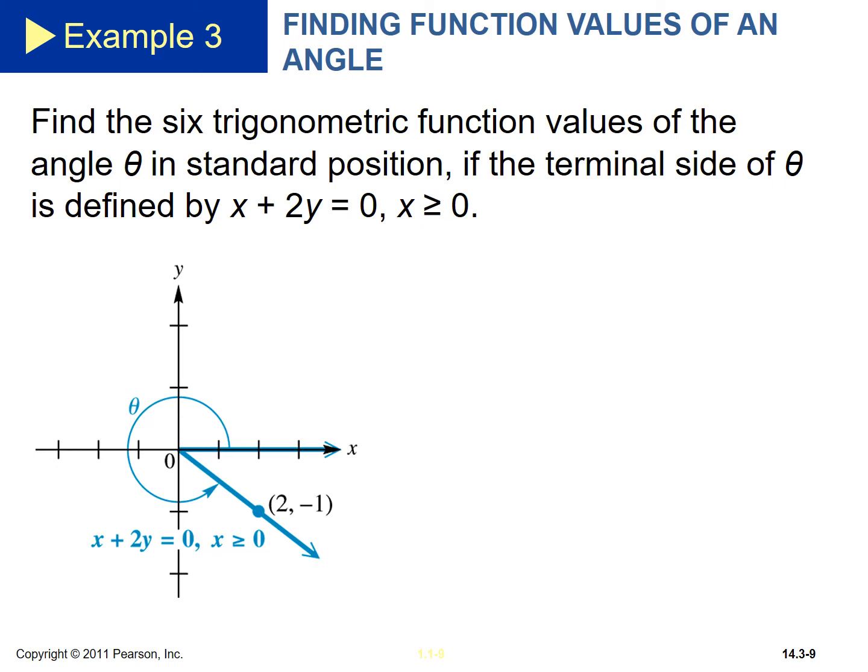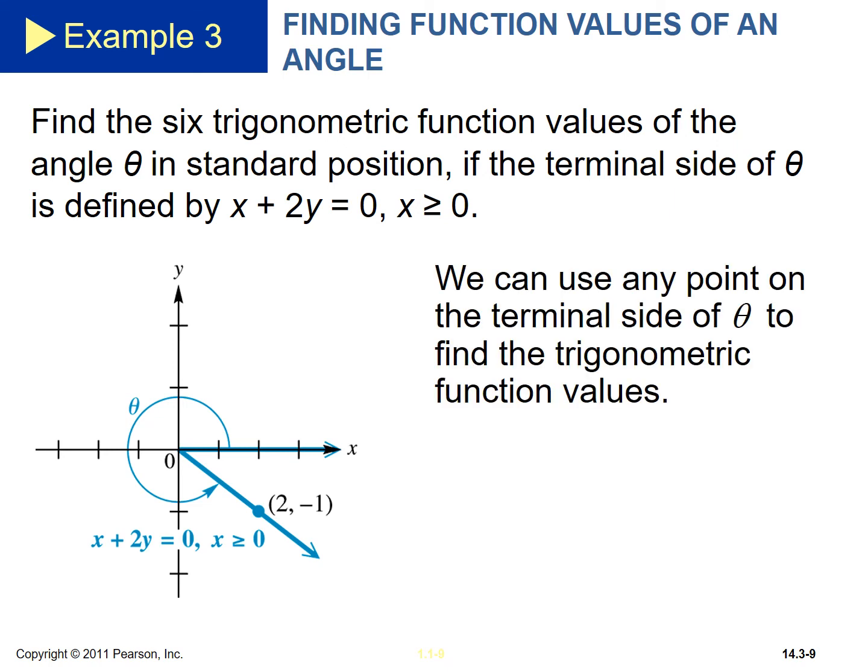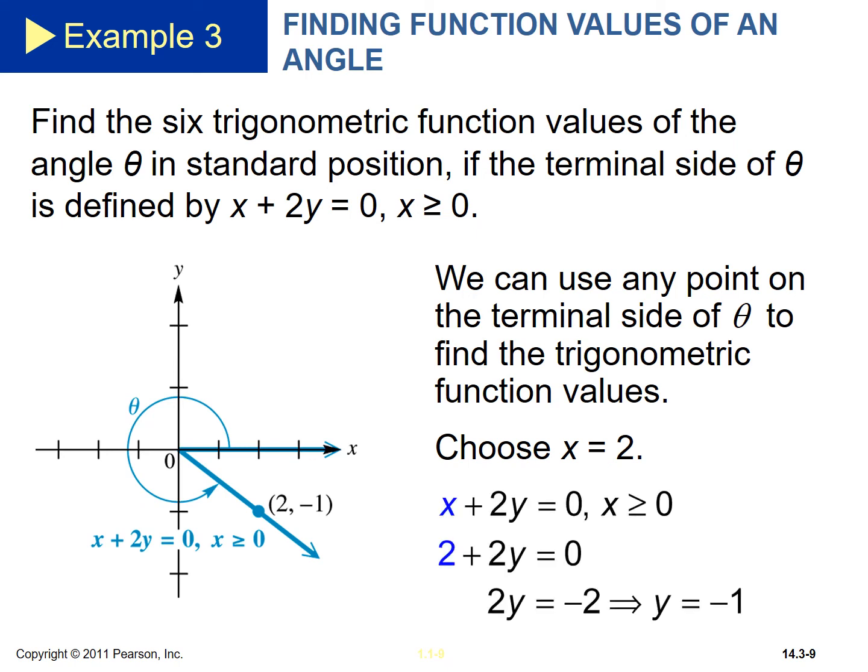All right, now we're going to find the 6 trig function values of angle theta, which is that big angle there. If the terminal side of theta is defined by x plus 2y equals 0, x is greater than or equal to 0, we can use any value to find the xy coordinate there. So we're going to use 2, -1. We plug in 2 and solve and get -1. So y would equal -1.